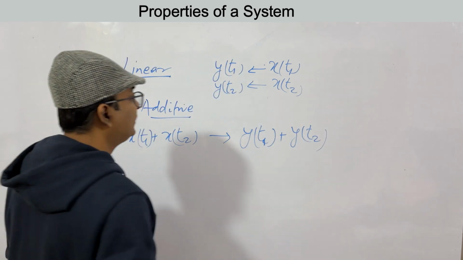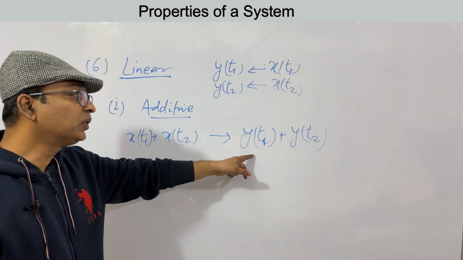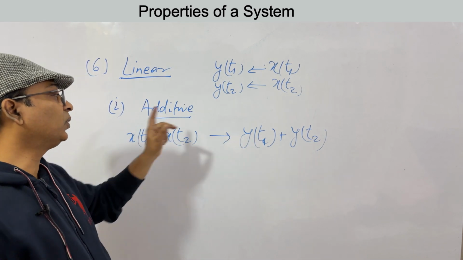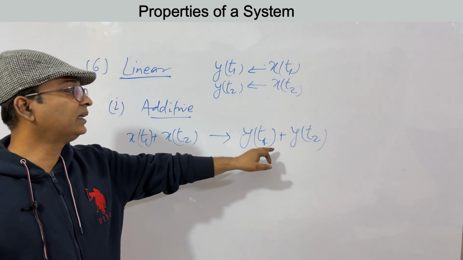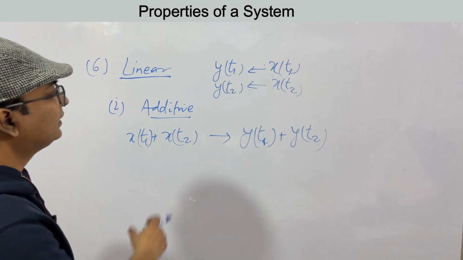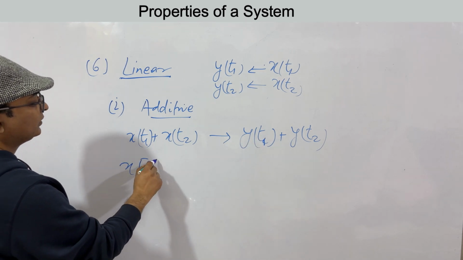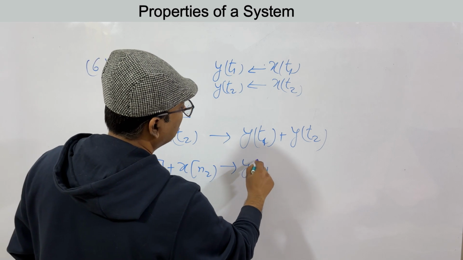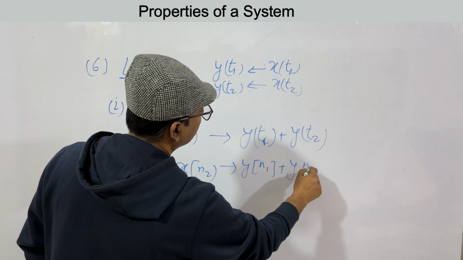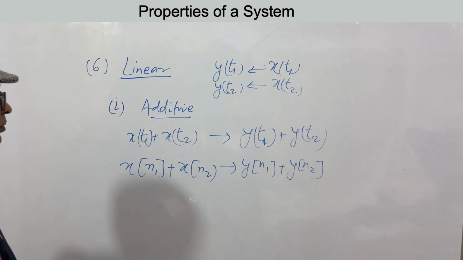That is, if the input signal is a weighted sum of some signals, the output should be the weighted sum of the responses of those input signals. x1(t), x2(t) should result in y1(t) plus y2(t). Discrete is also nothing different: x1[n], x2[n], y[n]. If we feed this with x1[n] plus x2[n], we should get y1[n] plus y2[n]. This is the additive property.